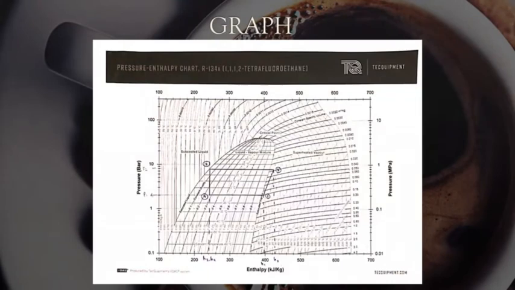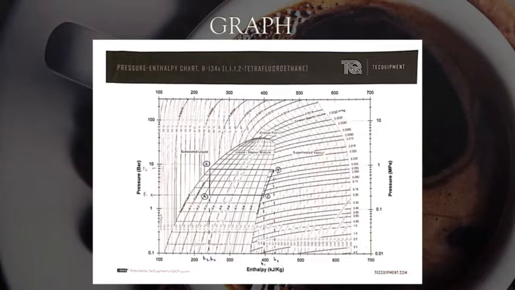So here is the graph of the P-h diagram. For process 1 to 2, it is the compressor. The refrigerant enters the compressor as saturated vapor. A compressor driven by an electric motor compresses the steam and increases its pressure and temperature.